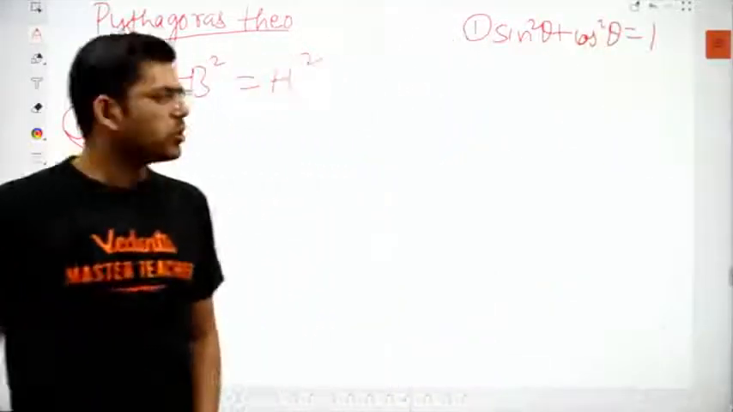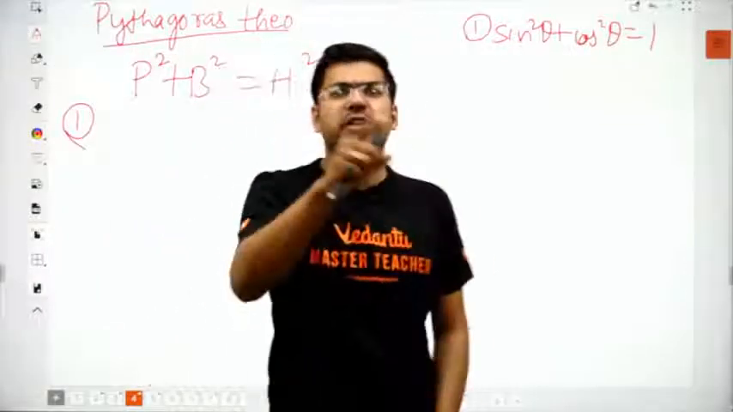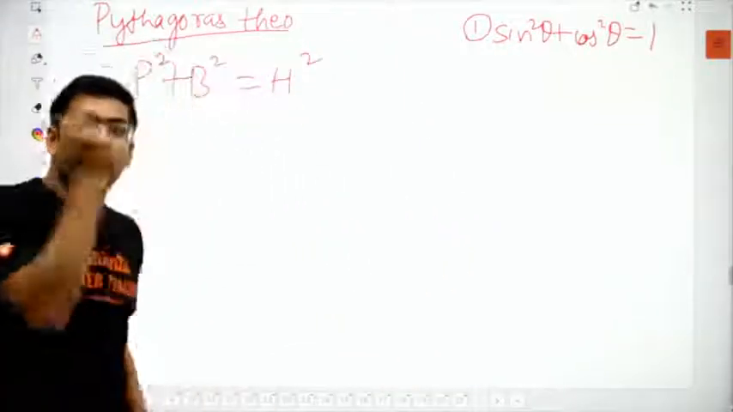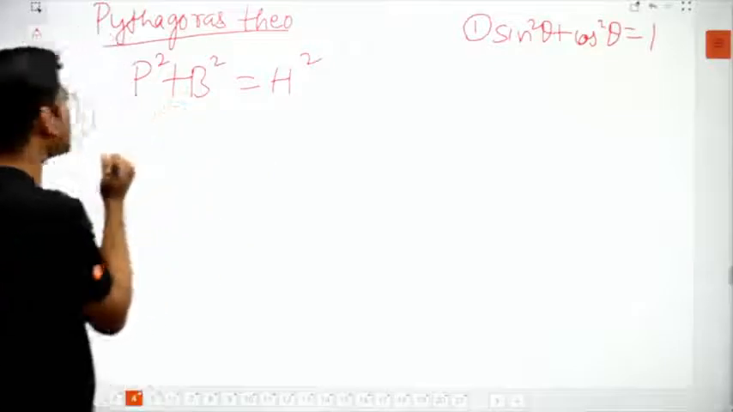You would have heard about it. सुना होगा इसके बारे में. Sin square theta plus cos square theta क्या होता है? 1 होता है. अब ये formula आया कहाँ से? From where did it come? I'll derive this formula for you.